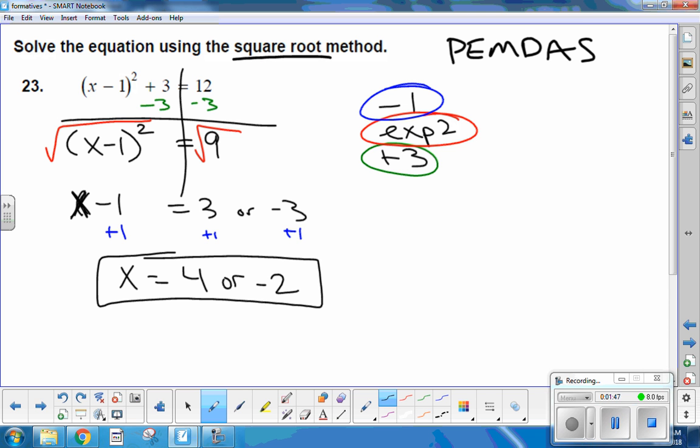I can check it pretty quickly by picking a number and plugging it into here. 4 minus 1 squared plus 3, and that is 12. And then I can take the other number, the -2, and I can put a -2 here and try to do that as well. That's how you check your answers on a test.